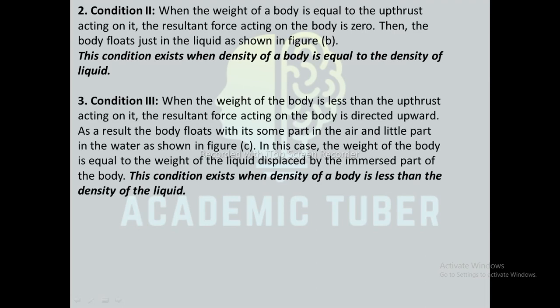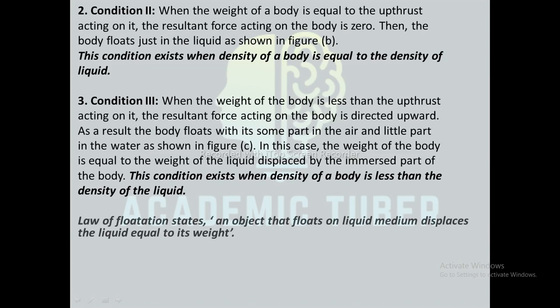And finally here comes condition 3. When the weight of the body is less than the upthrust acting on it, the resultant force acting on the body is directed upward. As a result, the body floats on it with some part in the air and a little part in water as shown in figure C. In this case, the weight of the body is equal to the weight of the liquid displaced by the immersed part of the body. This condition exists when the density of the body is less than the density of the liquid.